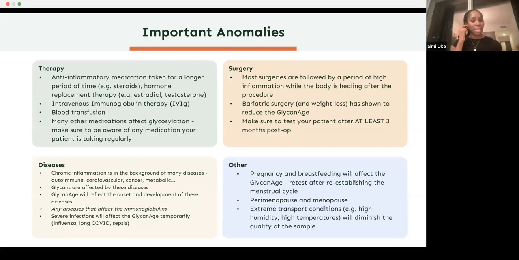Similarly, we do know with anti-inflammatory medication that has been taken for a long period of time, you are going to see a change in your GlycanAge, which of course makes sense because you are ultimately taking this medication to help reduce inflammation. And so when it does that, it is going to show in the GlycanAge. So people who are on things like long-term steroids are going to see typically a lower GlycanAge. However, we have seen it go the other way as well. And again, you see this with hormone replacement therapy as well.